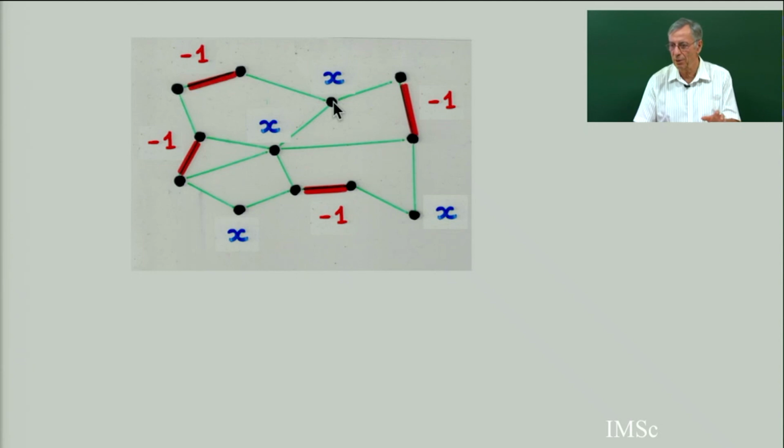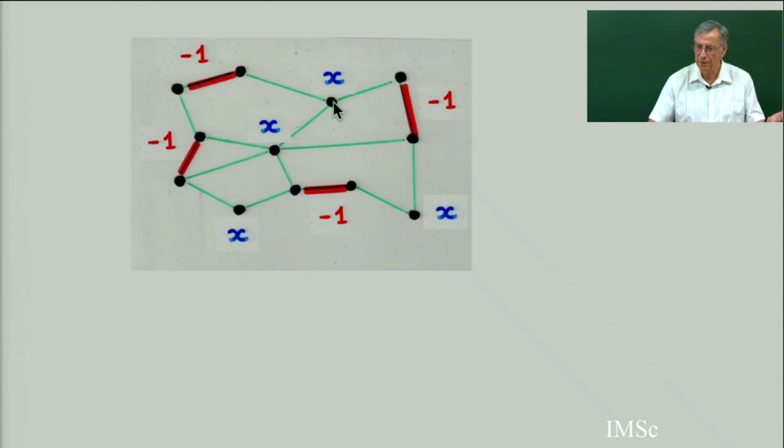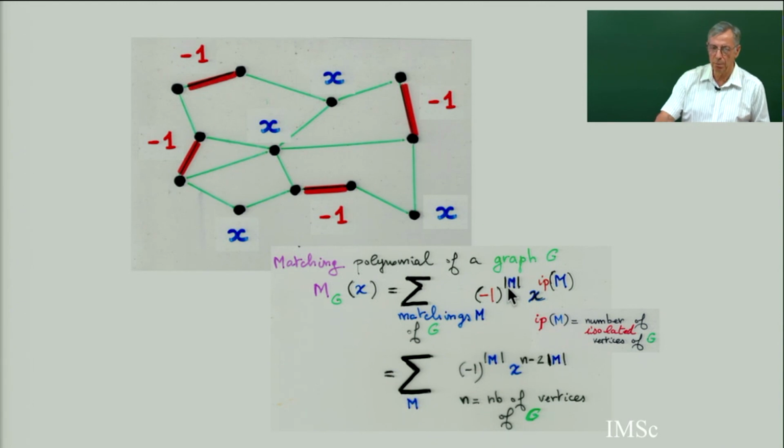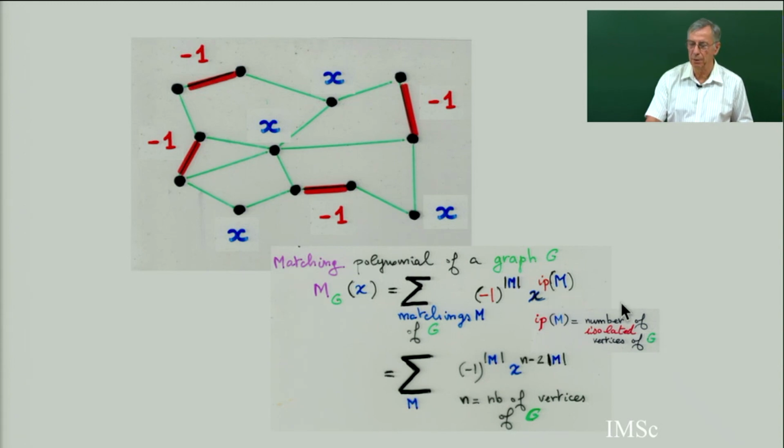And in a very similar way as the first two examples of segment and cycle, I get the definition. The matching polynomial of a graph is the sum over all possible matchings of (-1)^(the number of edges in the matching) times x^(the number of isolated points of the matching), which can also be rewritten as the sum of (-1)^(number of edges) x^(n minus twice the number of edges), if n is the number of vertices of the graph.